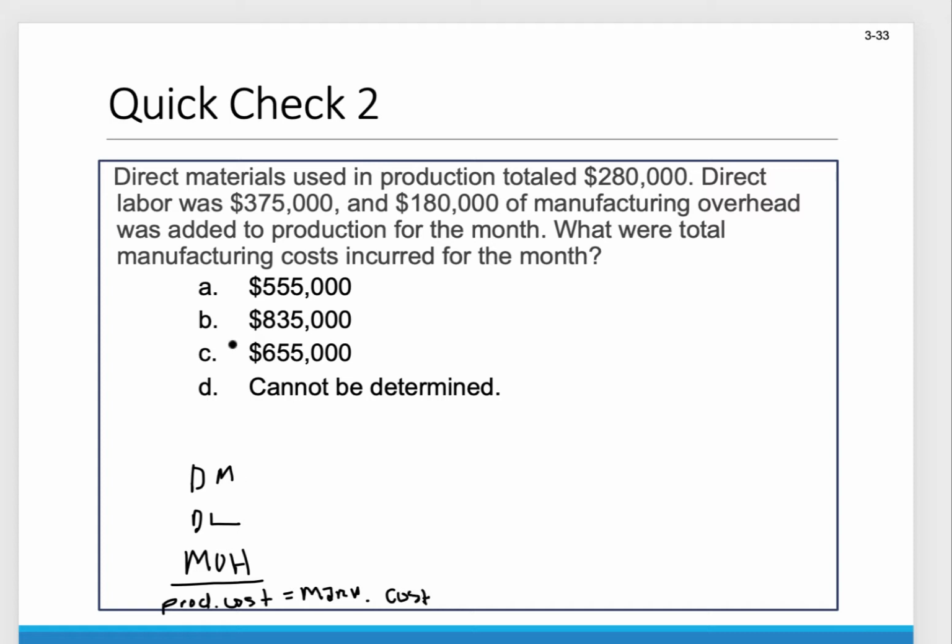So, do we have direct material? Yep, direct material, 280,000. That's the same number we calculated in the second problem. Okay, it's my DM. My DL, right? Direct labor. It says here that direct labor was $375,000.